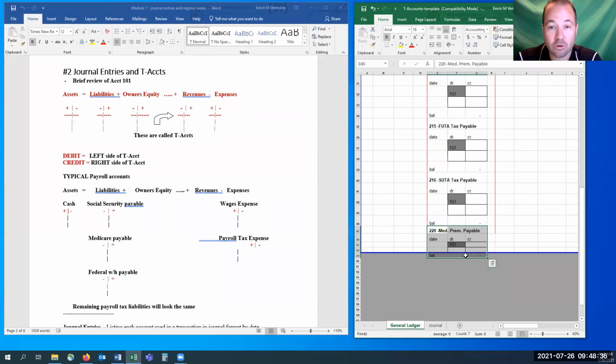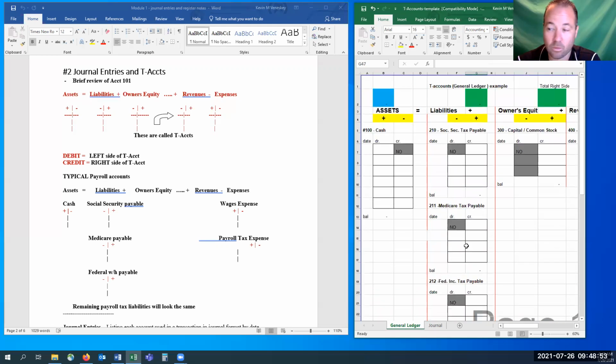Medical premiums, your medical insurance premiums, you owe, let's say Aflac, if that's the company you go through, or Blue Cross Blue Shield, if that's the company that the employer goes through. They're going to start adding up what they owe to get their employees covered. And then they have to pay off their bills. We're going to do a lot of examples like that.